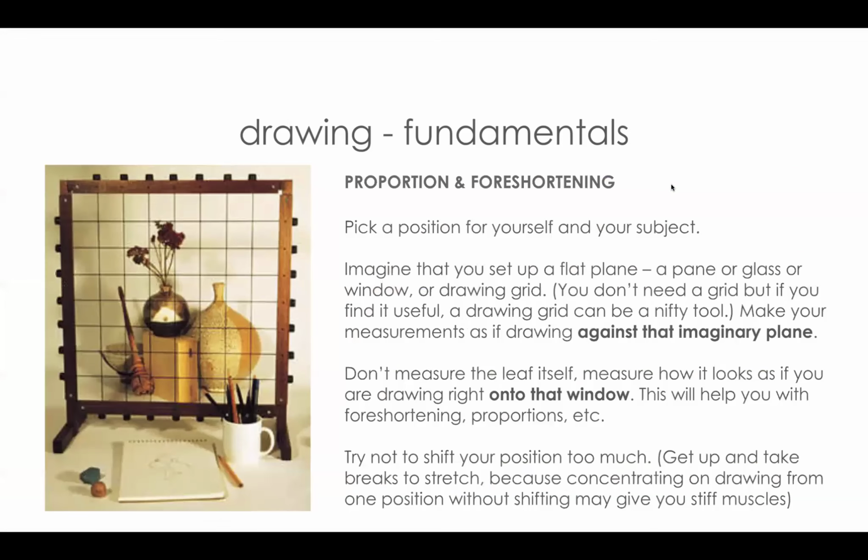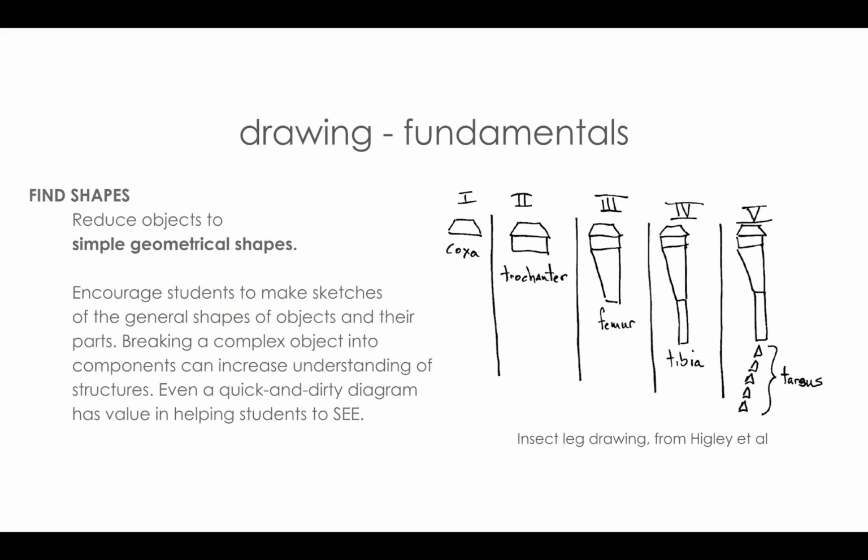So this is another demonstration of what that might look like. You want to pick a position for yourself and not change. This is something that throws people off. If you're doing some really careful scientific illustration, you really want to remember exactly where your head is and where the object is and what your position is. Because even if you just do this, you're throwing yourself off a little bit. So just settle in a little bit. So that's proportion and foreshortening.